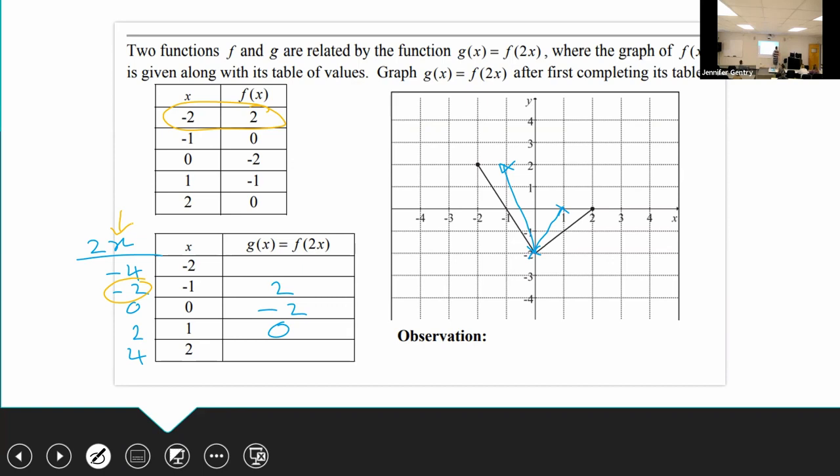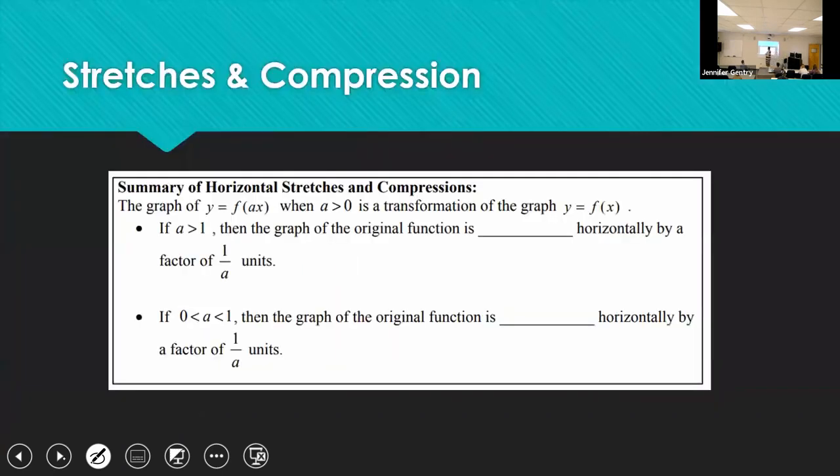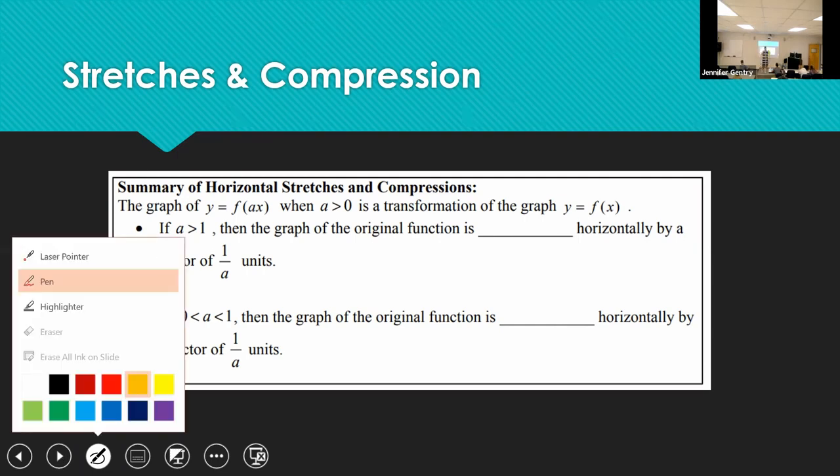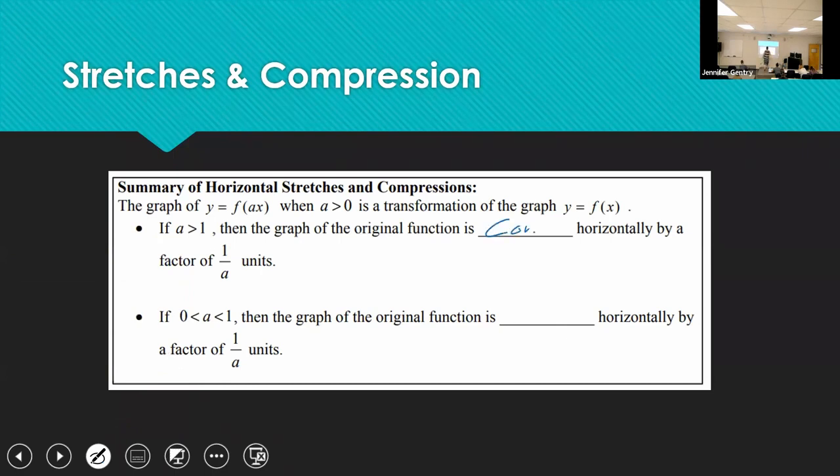Okay. So again, what did we do? Compressed it. We compressed it. Okay. So if I say if A is greater than 1, okay, what did we do? Compress. And when we had that fraction, what did we do? Stretched it. Does that make sense? Yeah.